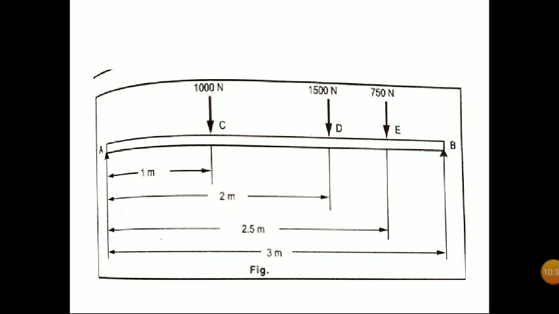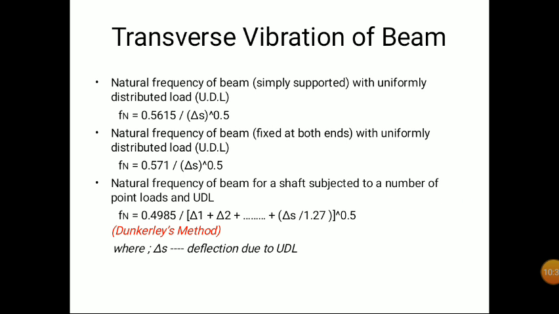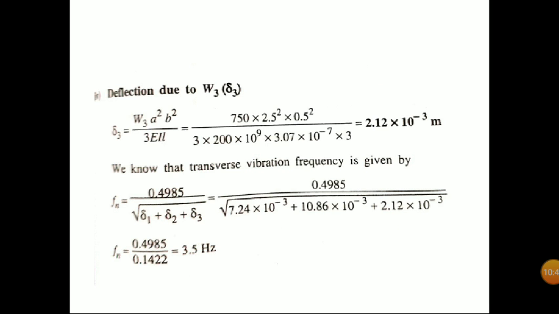What is the equation? We are using Dunkerley's method, this one. Here delta S is 0 because there is no UDL. So finally we substitute into Dunkerley's equation, that is 0.4985 by root of delta 1 plus delta 2 plus delta 3, and we get 3.5 hertz. So this is one of the usual questions asked in the exam, so just study it carefully. Okay, thank you.